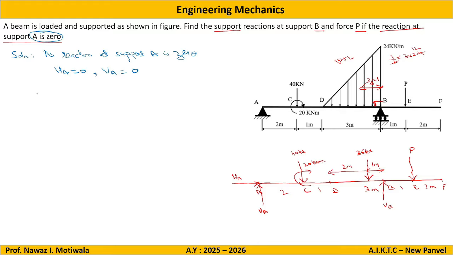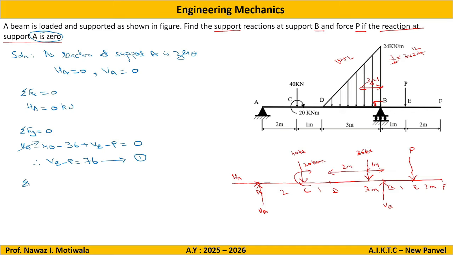Now, going as per our regular procedure, summation of Fx should be 0. In Fx there is only one force, that is HA. So I am getting HA is equal to 0 kilonewton. Then summation of Fy should be 0. Add all the forces in the y direction. So for y we have VA minus 40 minus 36 plus VB minus P equal to 0, in which VA is already 0, so this is gone. So I will remain with VB minus P is equal to 76. Let this be equation number 1.